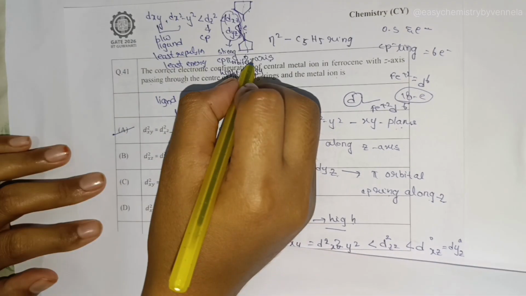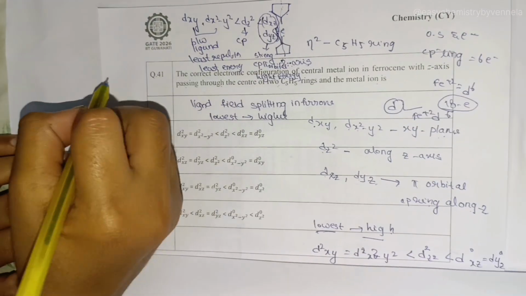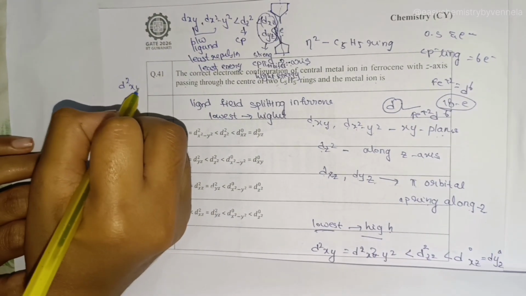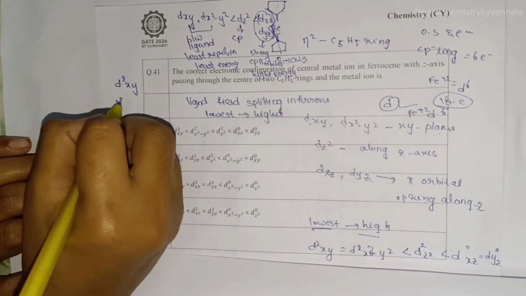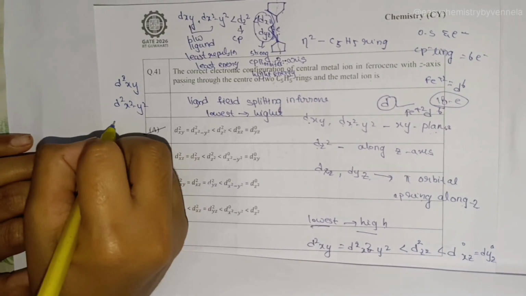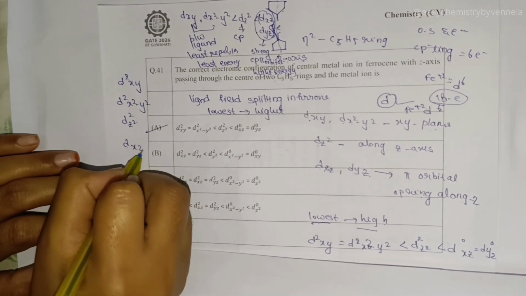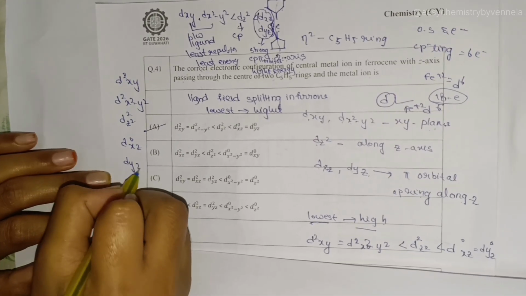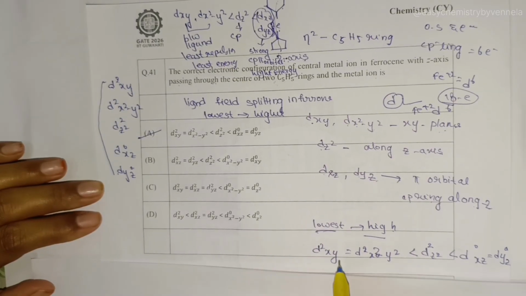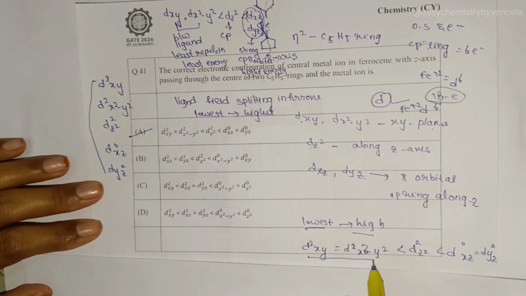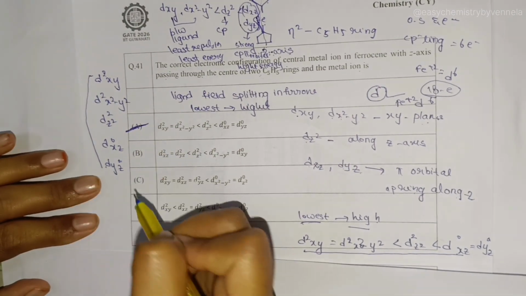The d electrons fill from lowest to highest. It is dxy, dx square minus y square, dz square, dxz 0, dyz 0. This is the order. So you can write it like this. So that is why this is the correct answer.